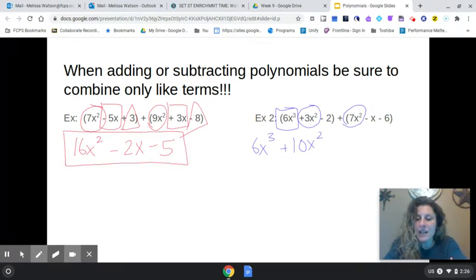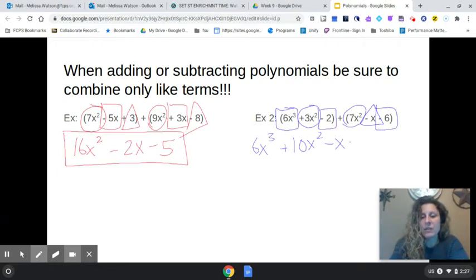The next highest degree is the x variable. It has a degree of 1, so it has a power of 1, even though there's no power written on it. And there is nothing else in those expressions that are like that. So I'm just adding negative x to my final answer. Okay, and the last set of like terms, we have negative 2 as the constant, and we are adding negative 6 to it. So if we add those two like terms, we would get negative 8.